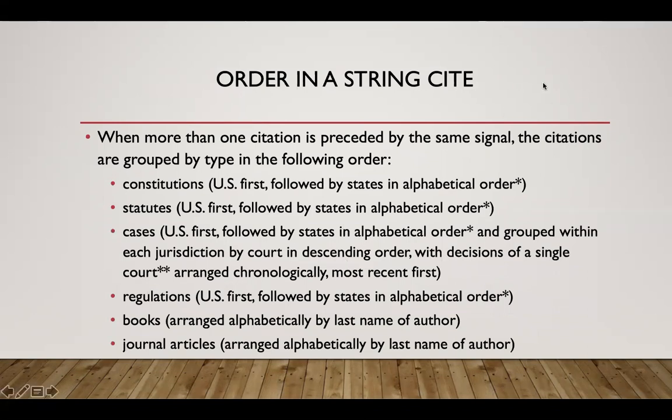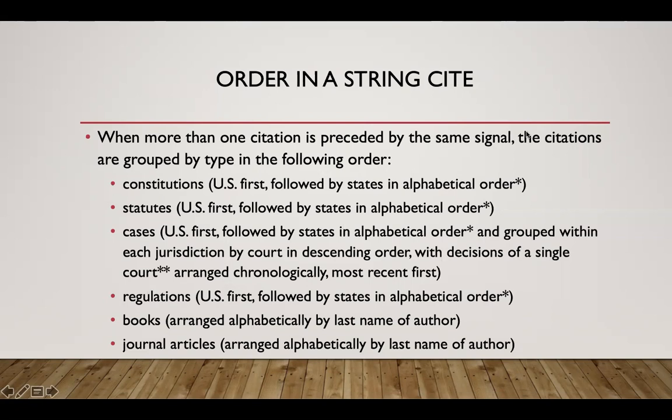Going back to constitutions, you would cite U.S. first, followed by states in alphabetical order. Statutes, U.S. first, followed by states in alphabetical order. Cases, U.S. first, followed by states in alphabetical order, and grouped within each jurisdiction by the court in descending order, with decisions of a single court arranged chronologically, most recent being first.